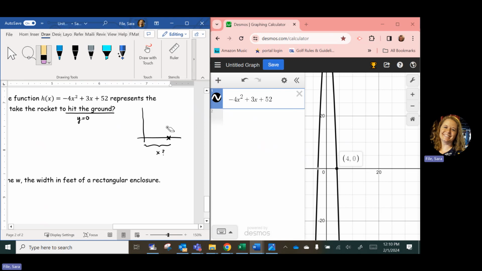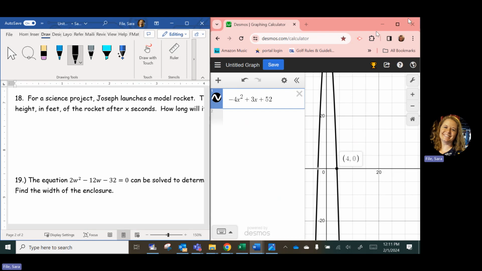So let me just redraw that for you. It started at 52, went up, and then fell. And this is what they're looking for. That point right there we just established was 4, 0. So it took 4 seconds for it to get to 0 feet in the air. I don't care about this other solution because it's negative and it doesn't exist in the actual real life scenario.